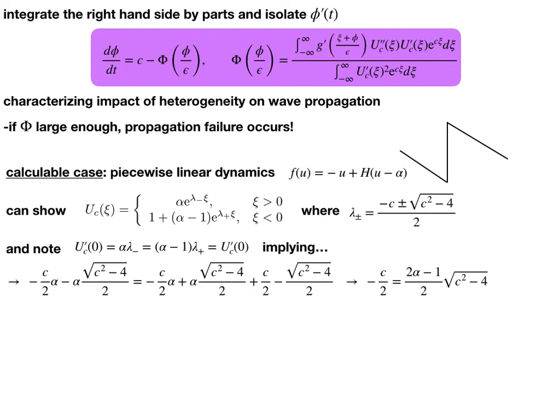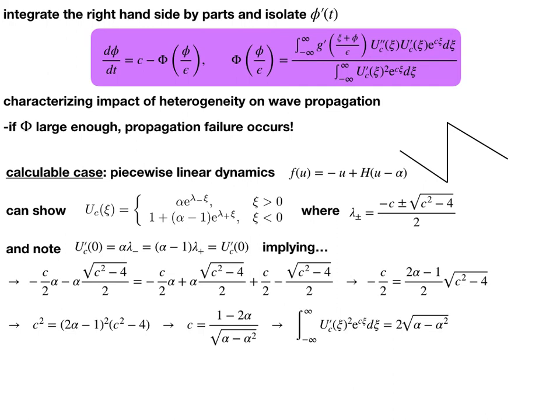Okay, and note that if you require continuity of the derivative across psi equals 0, this is going to give you an implicit equation for the wave speed c. Okay, so if we plug in lambda plus and lambda minus, we get this sort of longish rational equation. Okay, we can cancel some things out, and we get an implicit equation for c in terms of alpha. Okay, but we can rearrange things again, and we end up with just a quadratic equation that we can solve for c in terms of alpha.